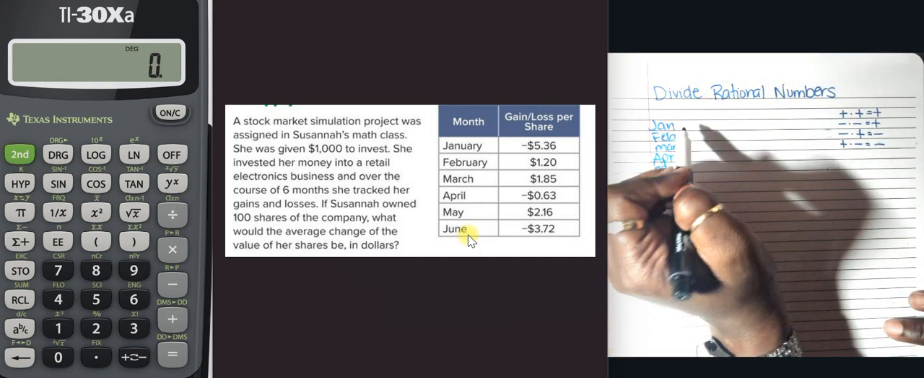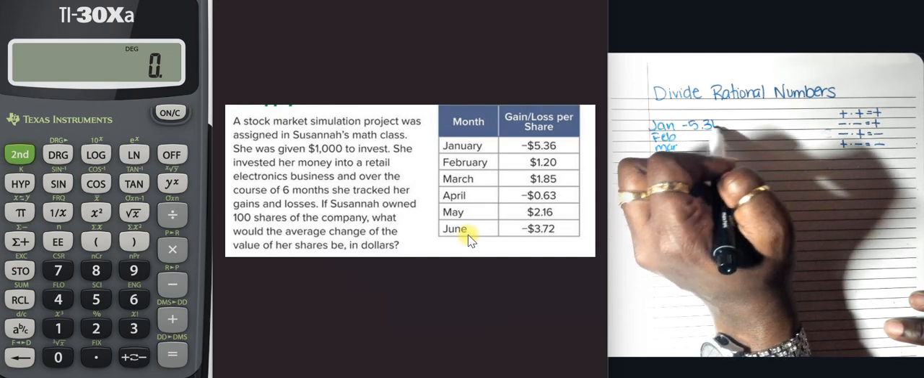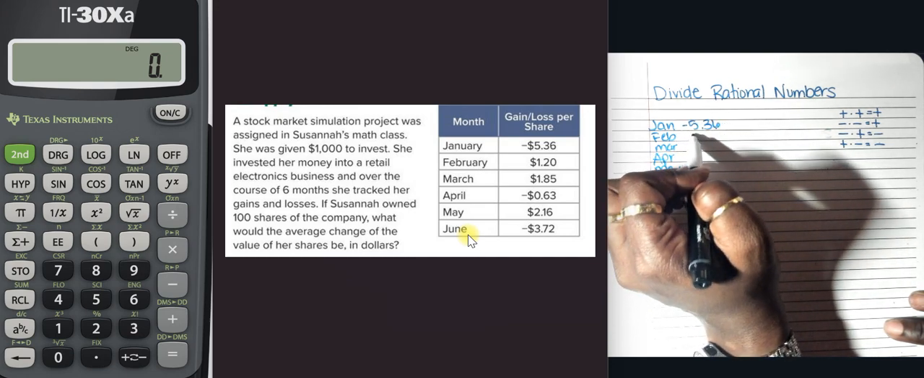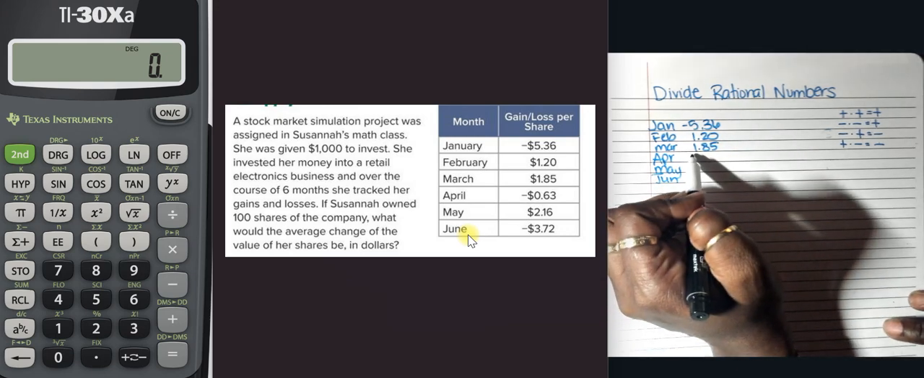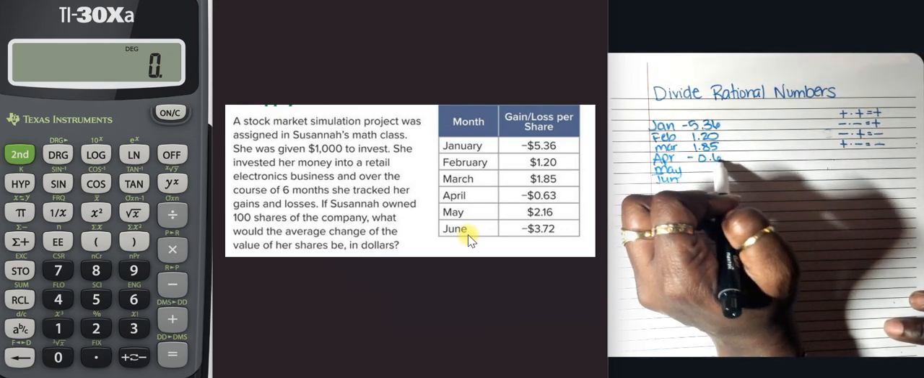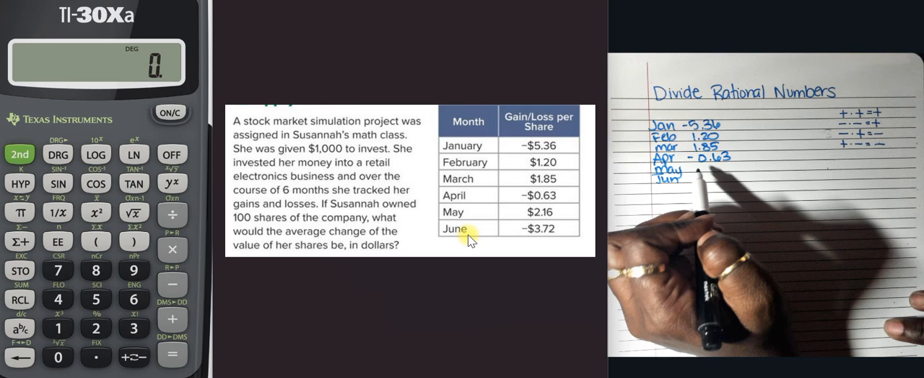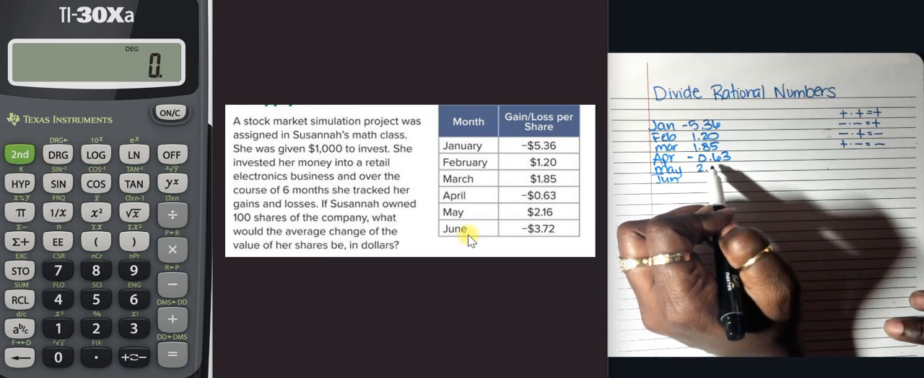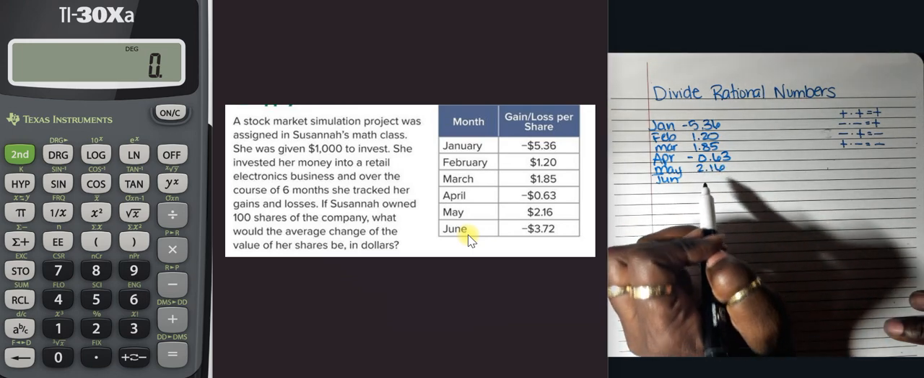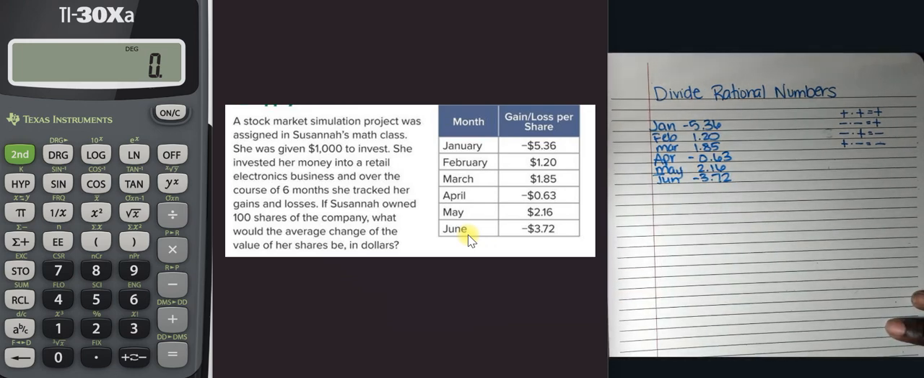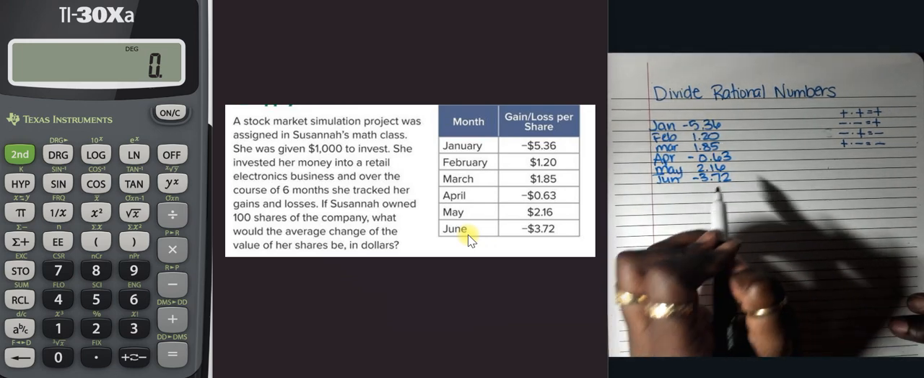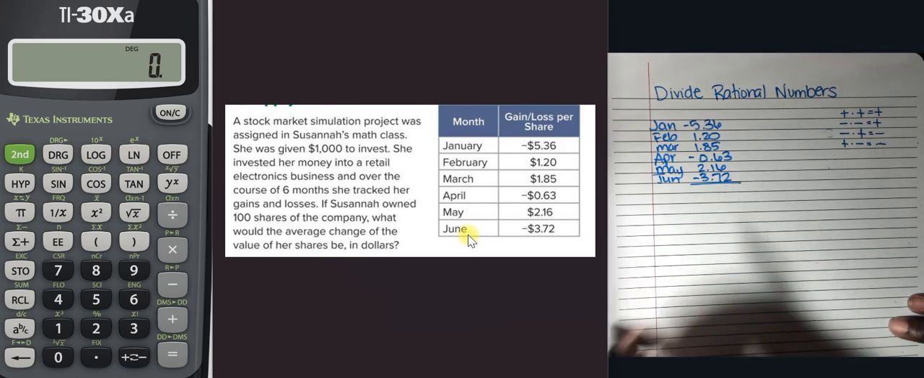And so we have negative $5.36, $1.20, $1.85, minus 63 cents. So this means that it dropped. An increase, it went up. Now it's at $2.16, and then negative $3.72. All right. So now what we want to do is just add all of this up.